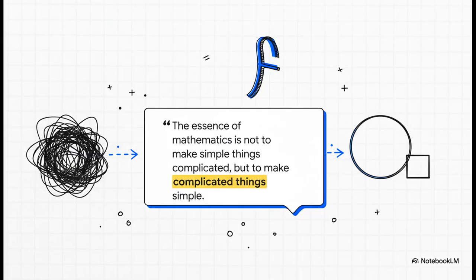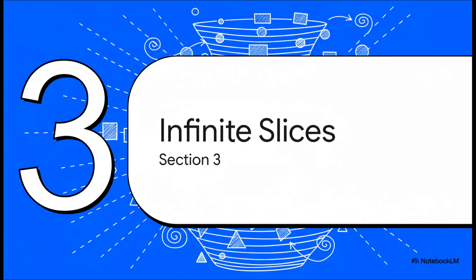And I love this quote because it perfectly sums up what we're about to do. The essence of mathematics is not to make simple things complicated, but to make complicated things simple. That's the key. We're not looking for a more complex way to do this. We're looking for a genius mathematical trick that makes this complicated thing simple. And that brings us to Section 3, building with infinite slices. And trust me, this concept is as cool as it sounds.